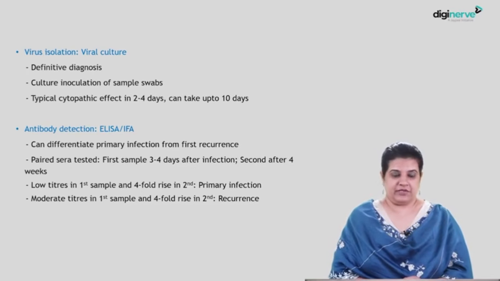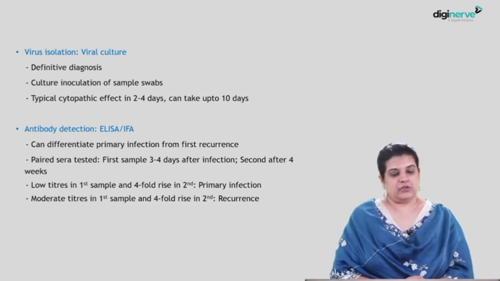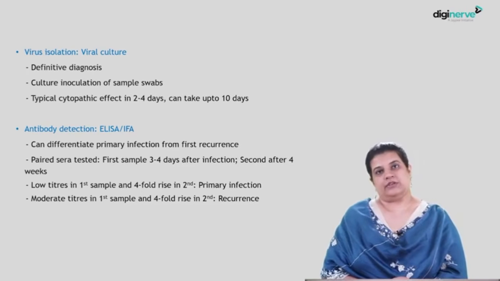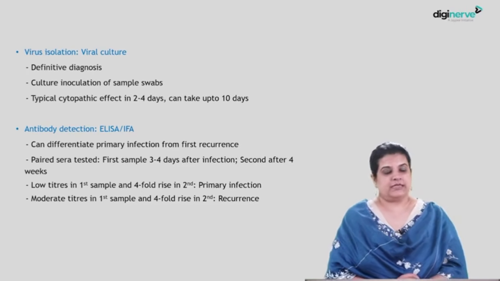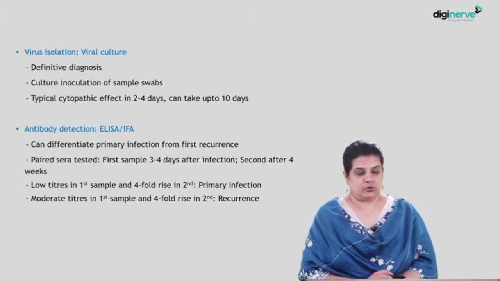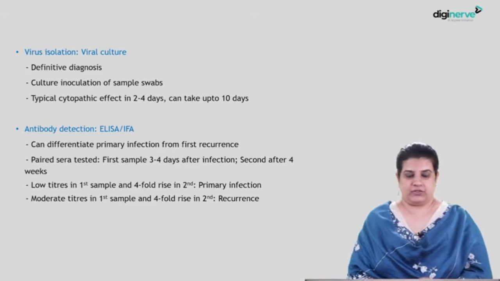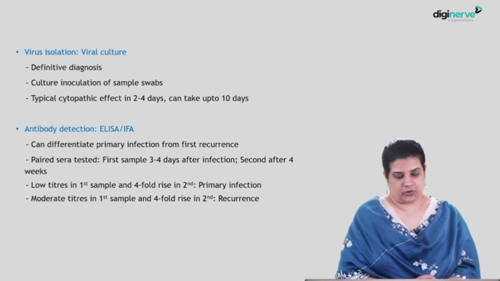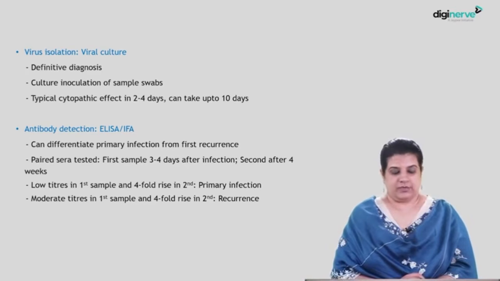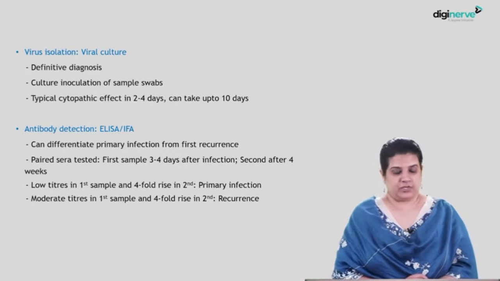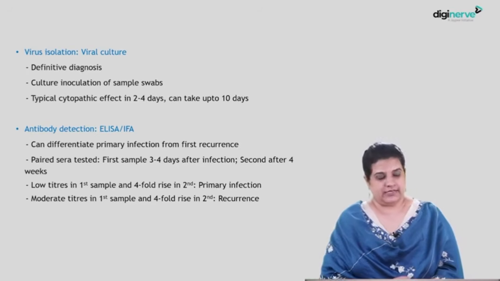Virus isolation can be done by doing viral culture. This provides a definitive diagnosis. The culture inoculation is done with the sample swabs. Typical cytopathic effect is seen in 2 to 4 days, and it can take up to 10 days to get the viral culture report. ELISA can also be done, and it can help to differentiate primary infection from first recurrence.